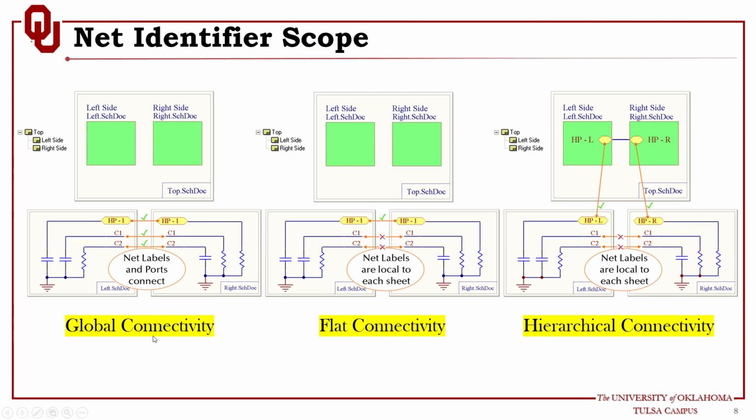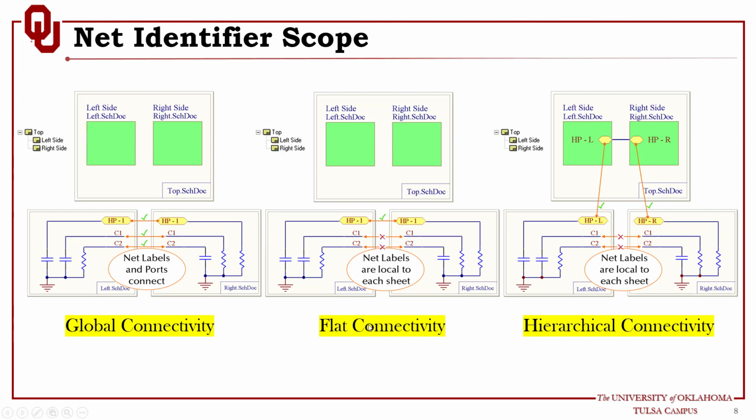So the first one is global connectivity. In global connectivity, if you have children and a parent, you can connect any net from one schematic sheet to another schematic sheet via ports or net labels as well. All of them will work as long as you set it to global. Basically, when the net identifier scope is global, you can use any net. But now, where is the problem? If you have a net label and you use the same net label on another schematic sheet where you should not do that, now everything will be connected and you will get a problem with that.